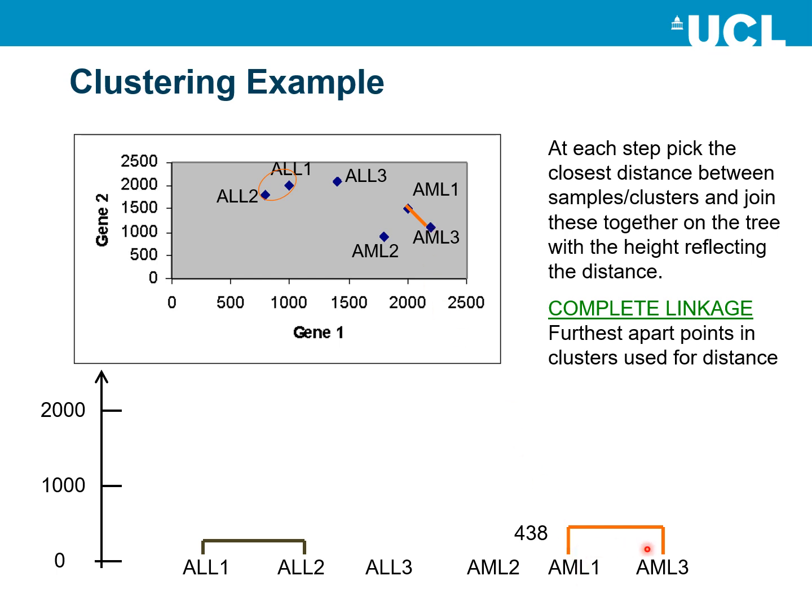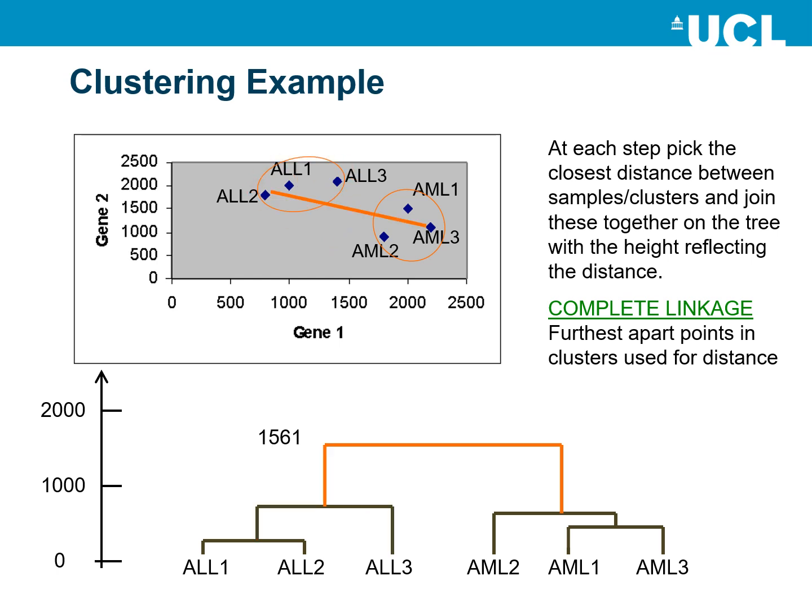So that's AML1 and AML3 at a distance of 438, and then we get AML2 clustering in at 632, and we then form a cluster like this. And then this one clusters in at 671, and we form a cluster like this. And then we're using complete linkage, so we choose the two farthest away points in the clusters, and then finally we form one cluster at a distance of 1561.